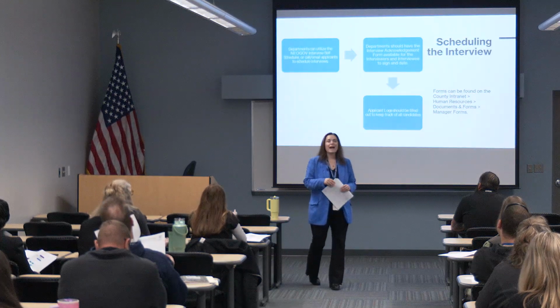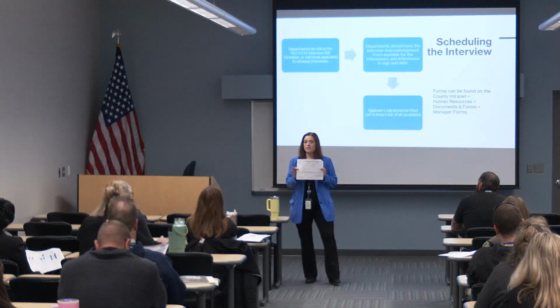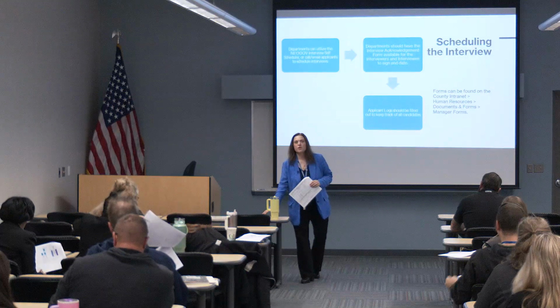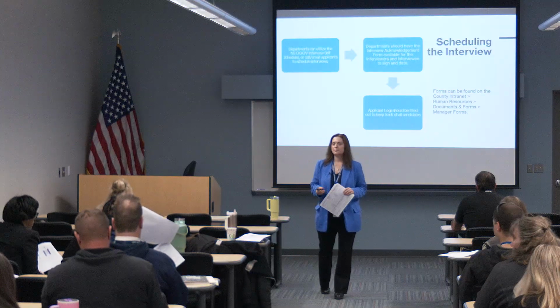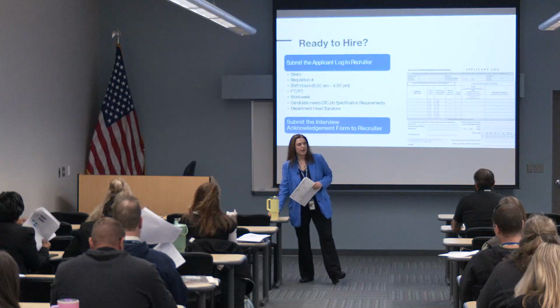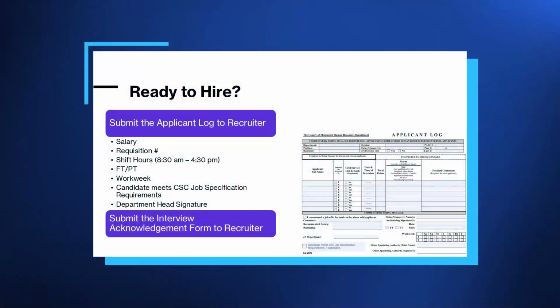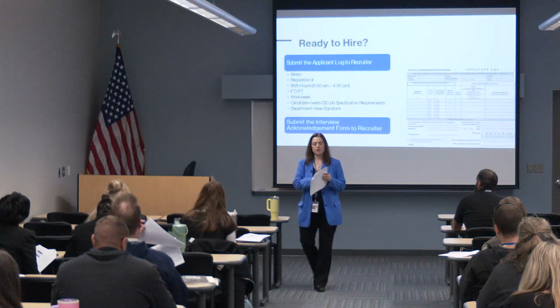Now, in addition to that, as you're interviewing your candidates, you're going to be using the applicant log, which is the next handout you have. You can find both of these forms on the Human Resources section of the county intranet under Documents and Forms. Now, once you've completed all of your interviews, you're going to fill out this applicant log. You can put up to 6 candidates on a page. If you have more than 6 people that you interviewed, you can just add a second page. We're going to go through this just briefly.